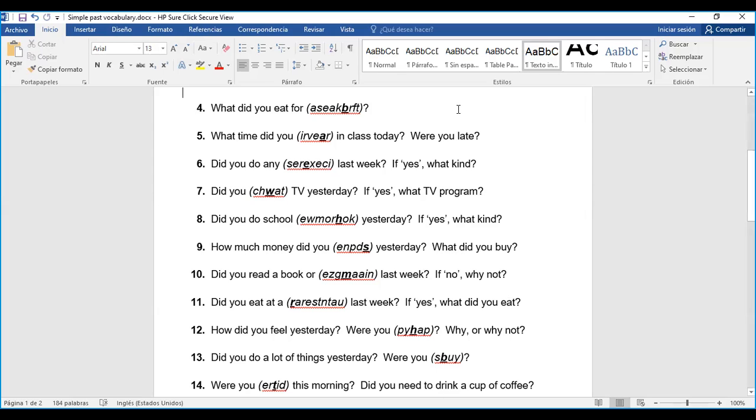Now we have number 6. What is the scrambled word?